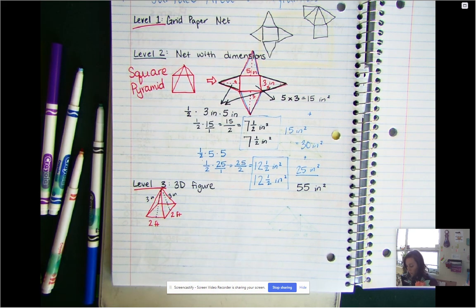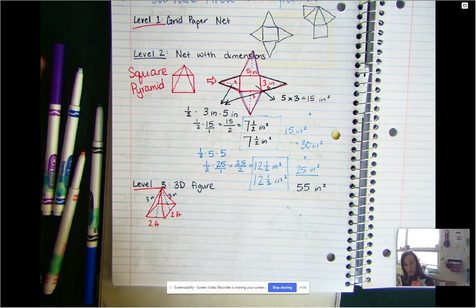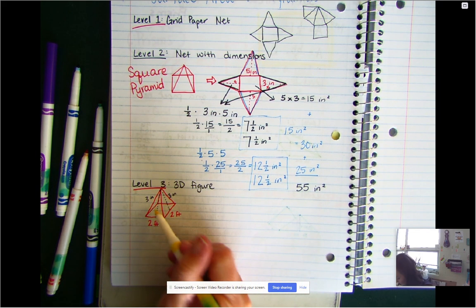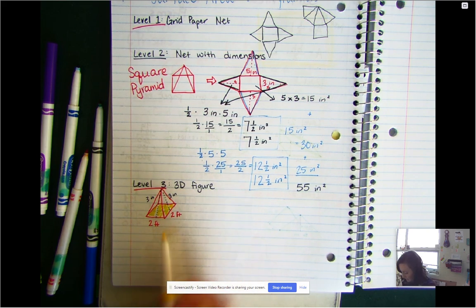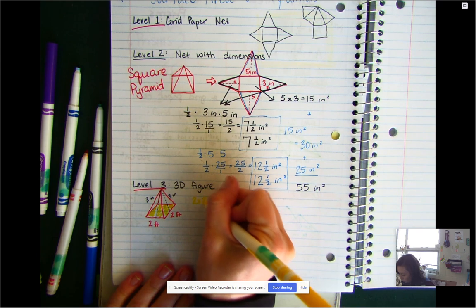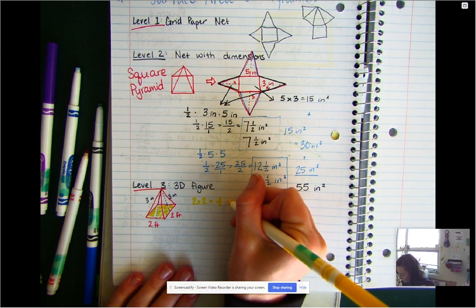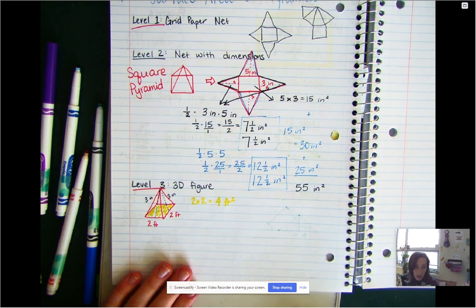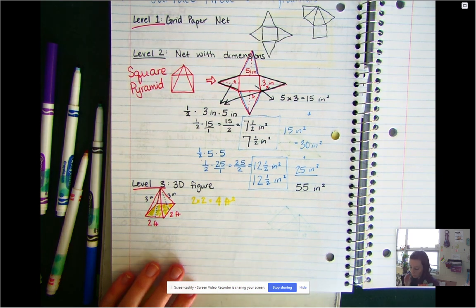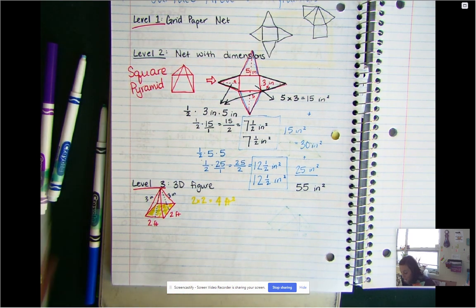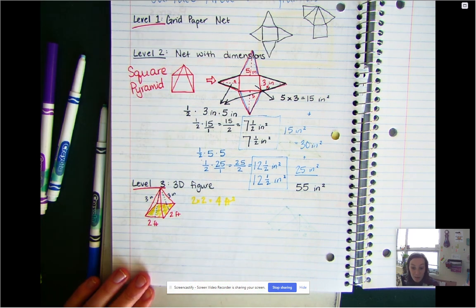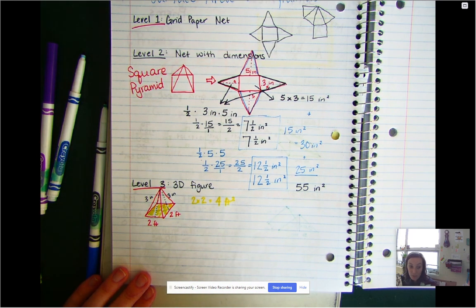All right, so attack it. Again, it helps to have kind of an order to the madness. So I always start with the base. The base in this case is a 2-foot by 2-foot square, so it has an area of 4 feet squared. I know you can hardly see that. Thank you for your patience. All right, good news. The other 4 sides will all be identical, so I can just find the area of one of those sides and then add it up 4 times.